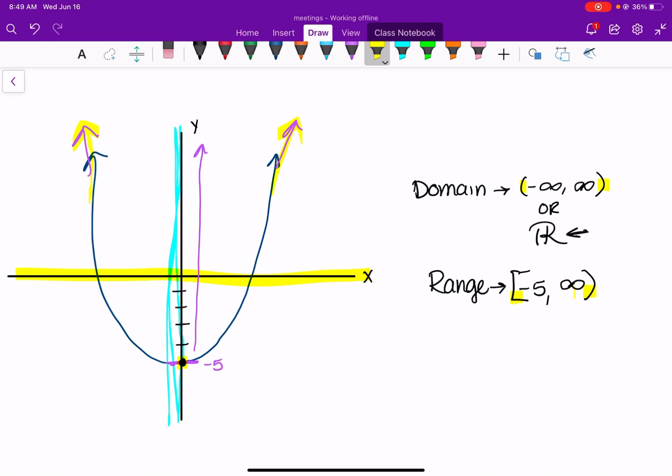If you need to see some more examples on how to do the parabola, just let me know, or how to do the domain and range.